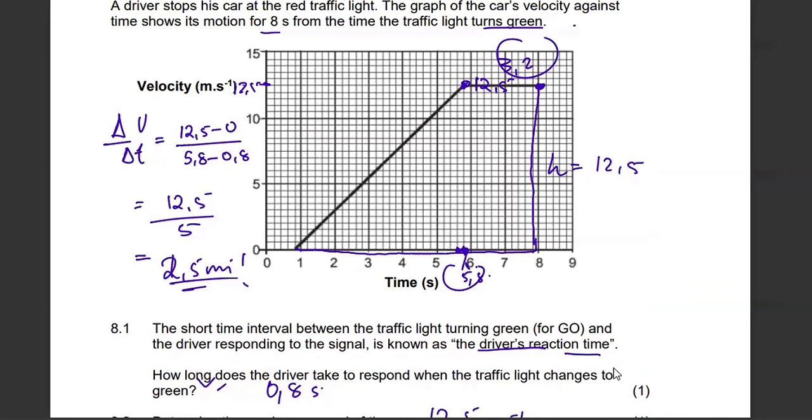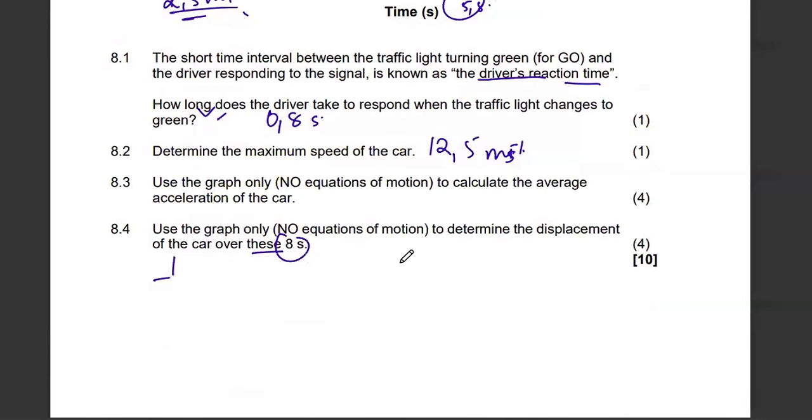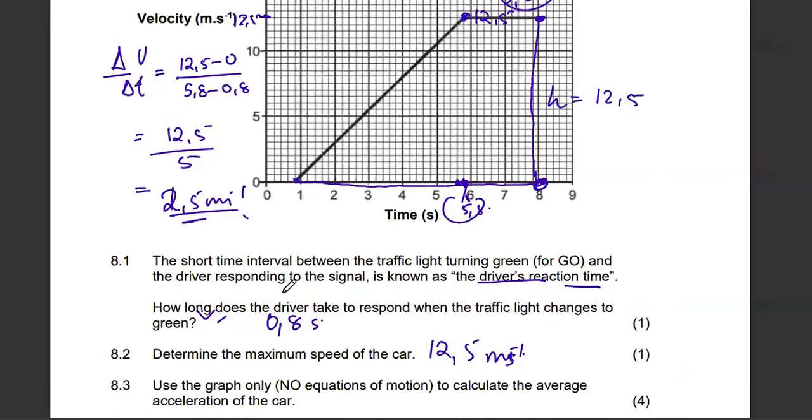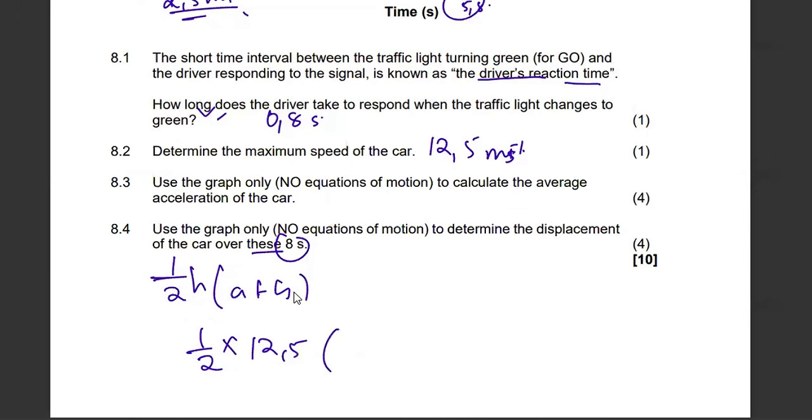Okay, I get it now. So I'll say a half h, a plus b, I can do this. So 1 over 2, our height is 12.5, into the a, which is 3.2, plus 5.8. If I punch this into my calculator, what do we get?